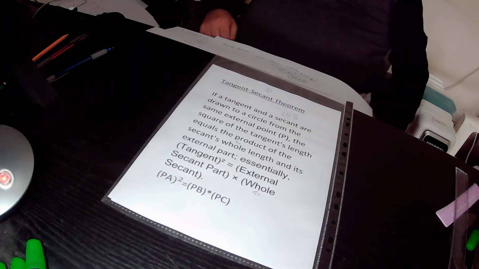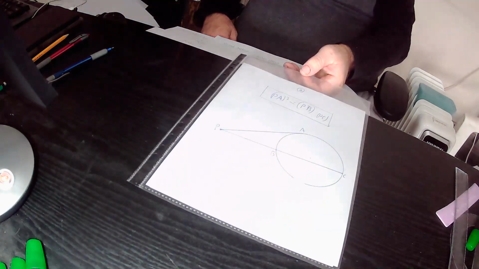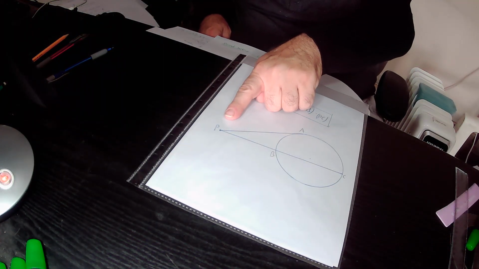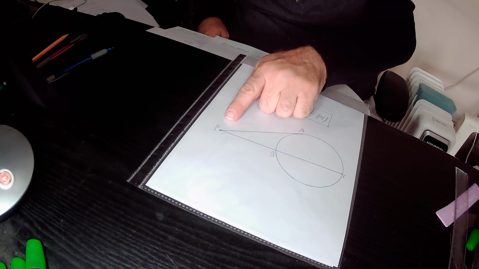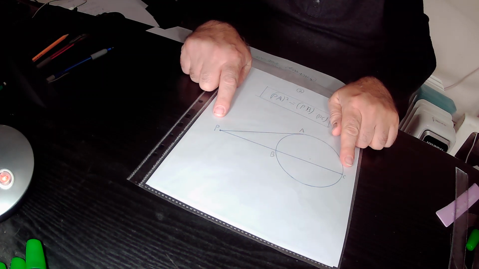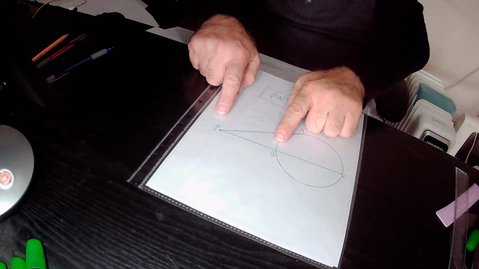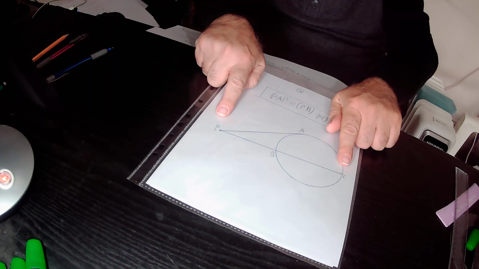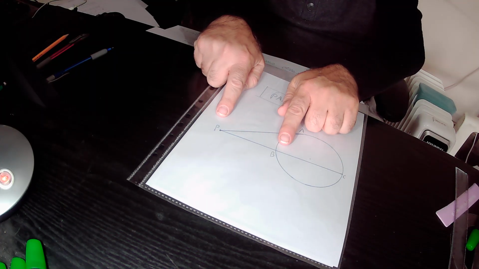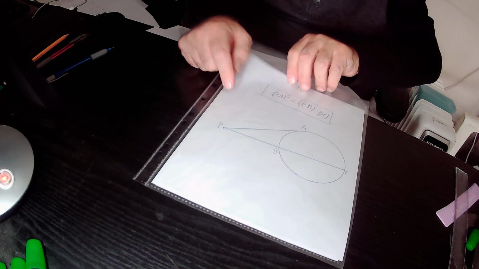According to the tangent secant theorem, if a tangent and a secant are drawn to a circle from the same external point P, this is the common point P. From the common point P, we have tangent PA, that is tangent to this circle at point A. Likewise, from the same common point P, we have secant PC, that cuts the circle at two points, B and C. PB is the external part of secant PC, and the secant in total equals PC. So in this domain, the following equation is true.